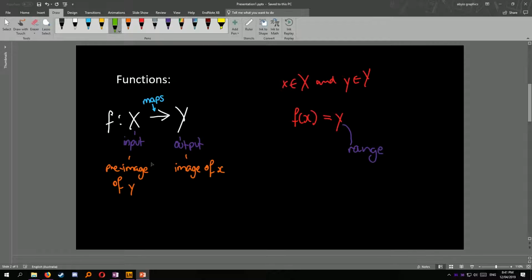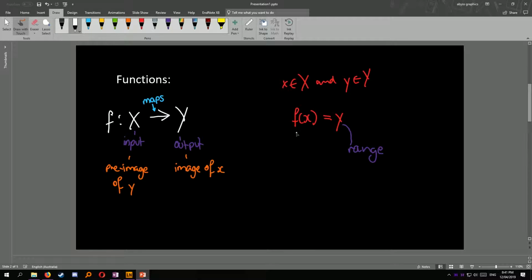Functions are a rule which basically assigns one input to a single output. So we have an input x to an output y. x is also known as the pre-image of y, and y is known as the image of x, basically because they're an image of each other because they're related by the function. So what this means is that for each element x in the set X and each element y in the set Y, we can say that f of x is equal to y.